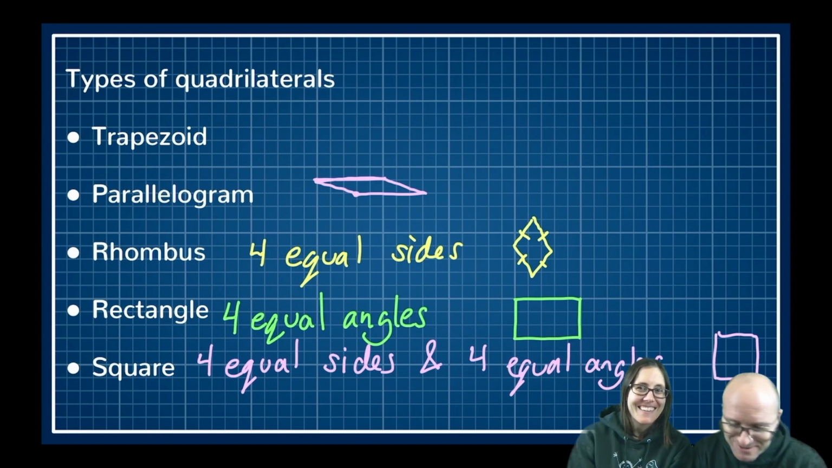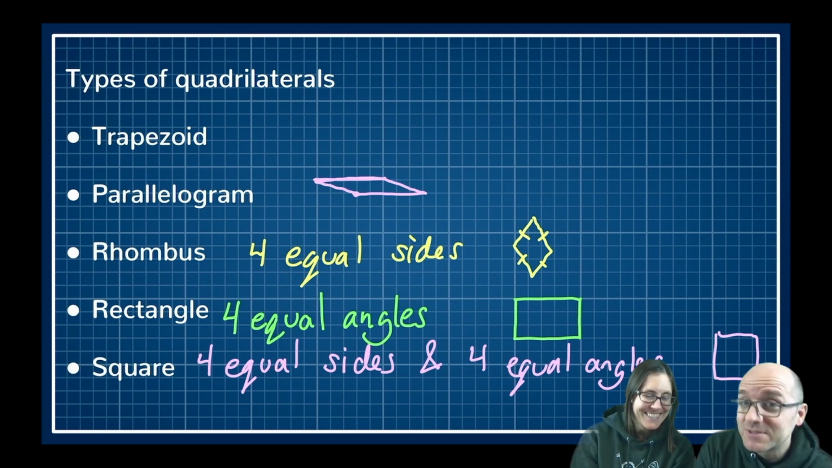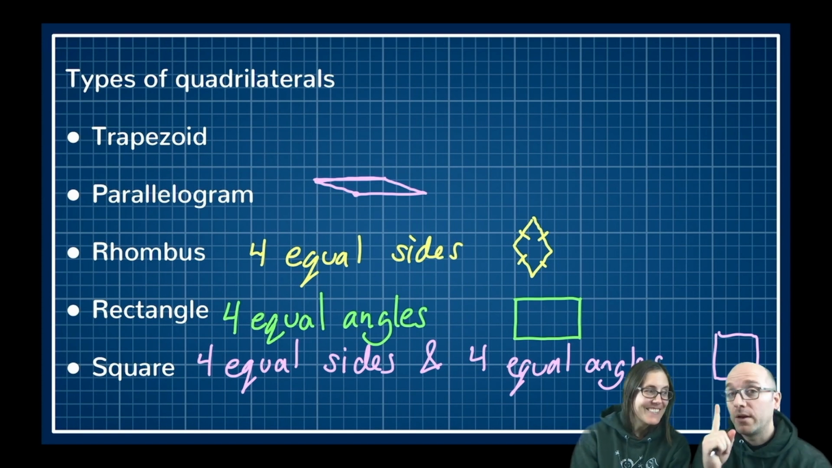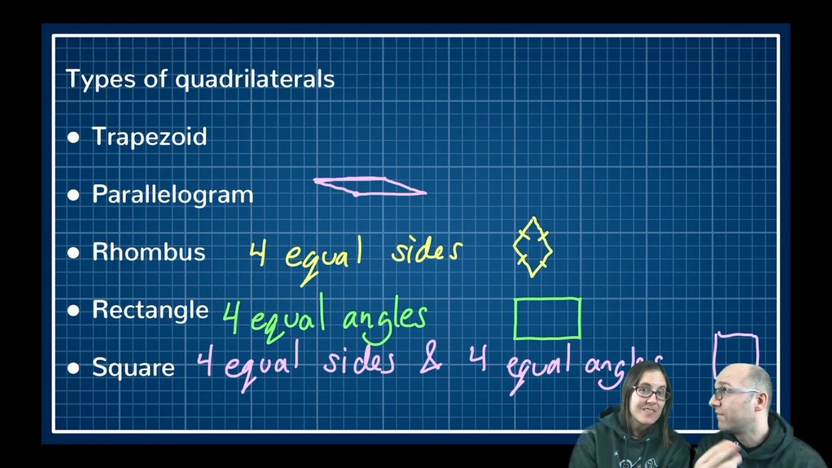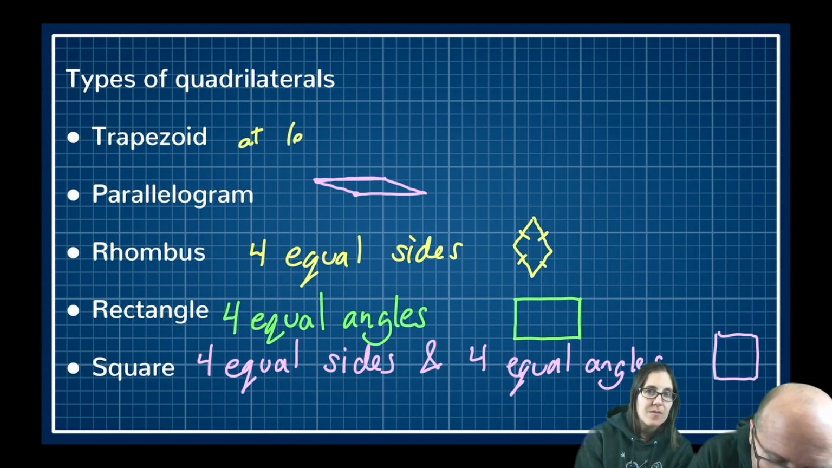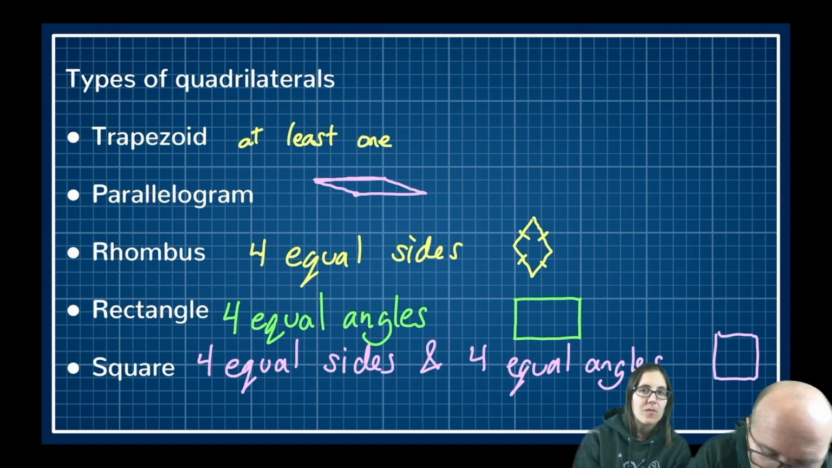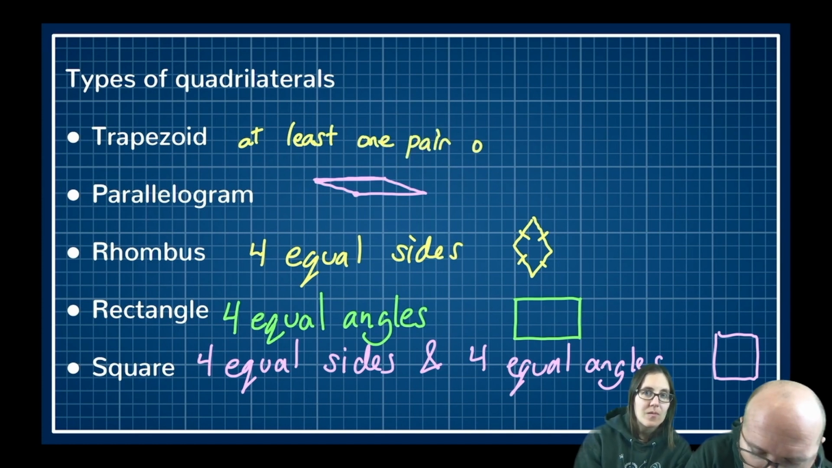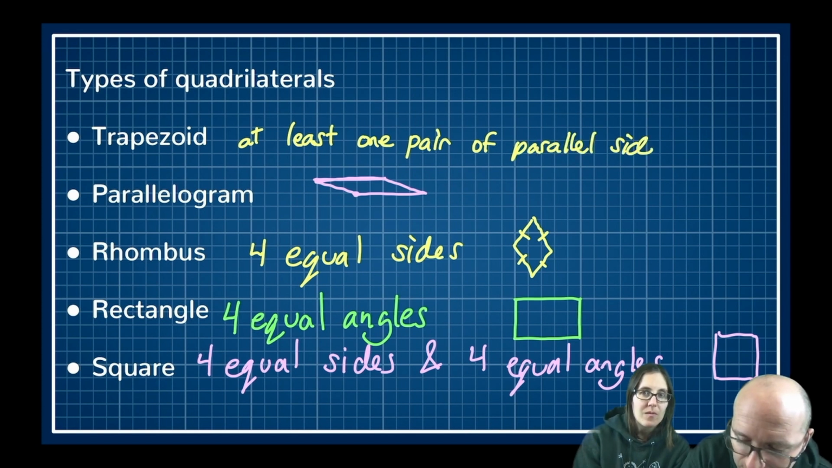It's a trap. All right, so a trapezoid has just one pair of parallel sides. Or I'm going to write it this way. I'm going to say at least one pair of parallel sides.